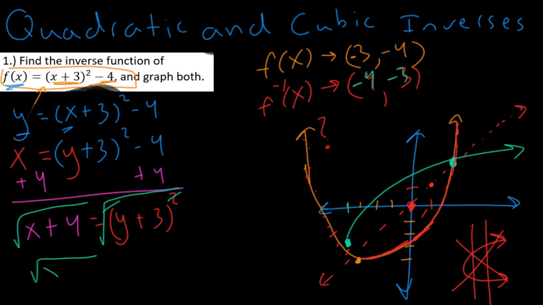The square root of x plus 4 is equal to, let's just put it back in our red, y plus 3. Now, normally we would put a plus or minus here, but remember, we actually don't care about this left-hand side because we can't reflect it. And so this is the one time that when you take a square root, you actually don't worry about the plus or minus.